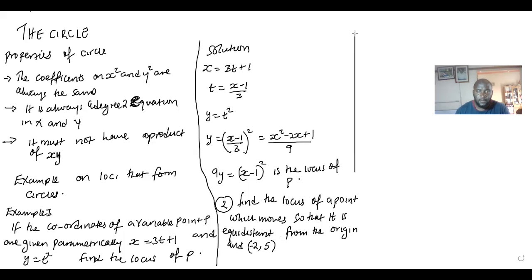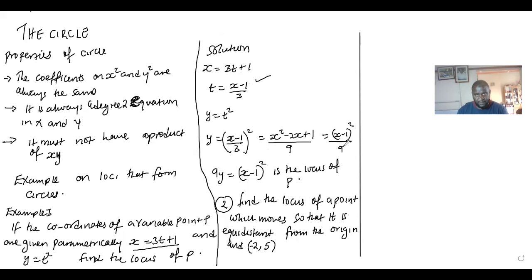Example. Hey, Habiba, they were asking us to find the locus of the variable point P. And they said it was being defined by the parametric equations. Those parametric equations included x is 3t plus 1 and y is t squared. So I made t the subject from x and I expressed t in terms of x. Then I substituted for t and I squared. When I got the answer, I came up with this equation. This is still the same as x minus 1 squared over 9. So this is the best way to simply write it.